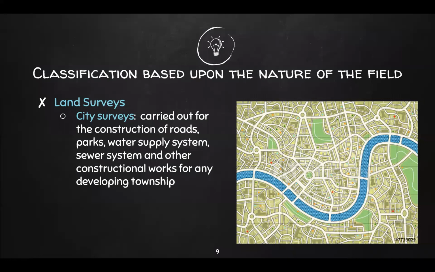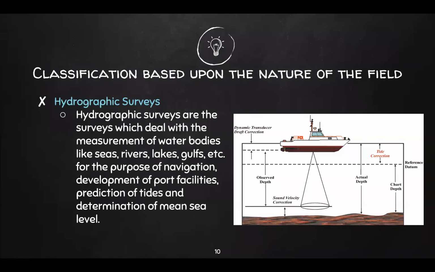These are all just based on nature of the field. Meaning one is for artificial and natural landforms, the other is for property lines, and this one is for the city. Those are your surveys under land surveys based on the nature of the field. Besides land surveys, we also have hydrographic surveys, which we won't really go into. We're more concerned with land surveys for this course. But to give you a definition, hydrographic surveys deal with the measurement of water bodies like seas, rivers, lakes, gulfs, etc., for the purpose of navigation, development of port facilities, prediction of tides, and determination of mean sea level. This is for your marine engineers, marine surveys, or hydrographic surveys. So that's it for classification based on nature of field.